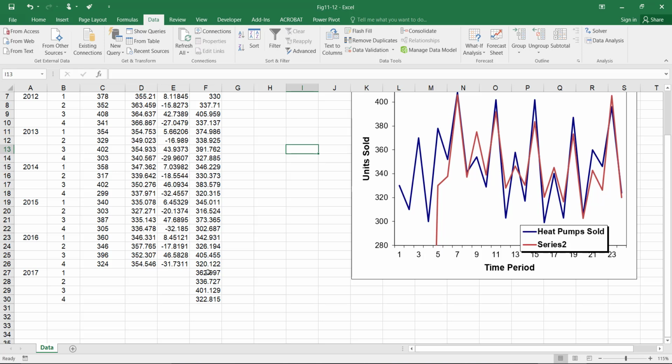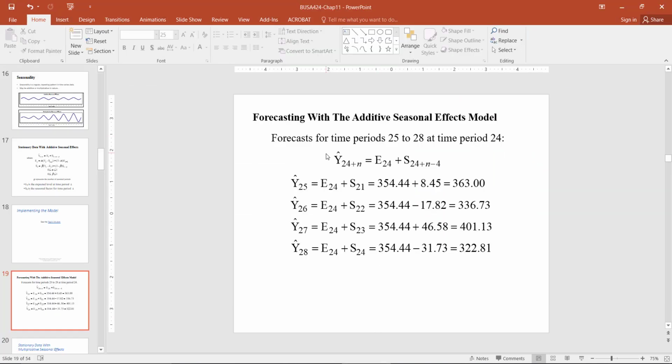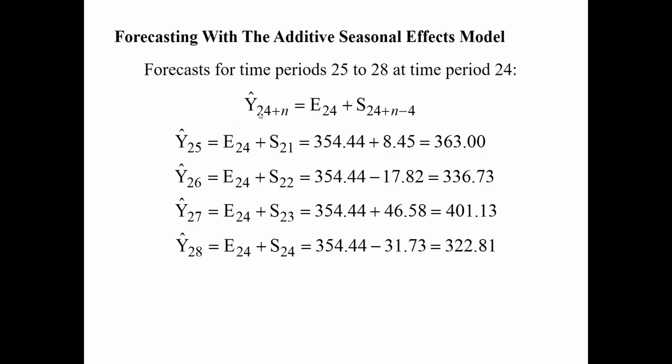Also, we can get the forecast for the next period. So that's a very interesting use of this model. For the forecasting of time periods 25 to 28, using time period 24, we have to follow this equation. For 25, we have to use the expected level of 25 plus the seasonal effect of period 21 that we used, and we got this value.